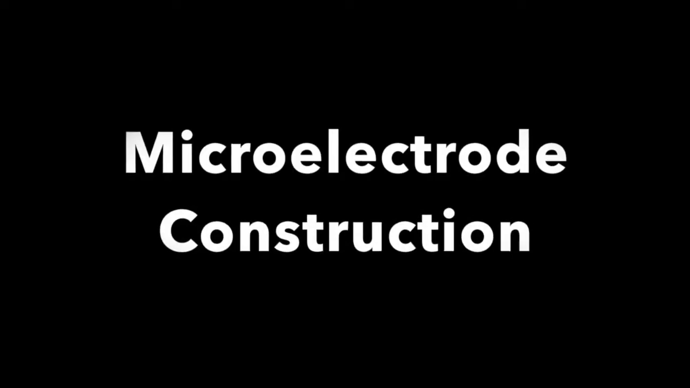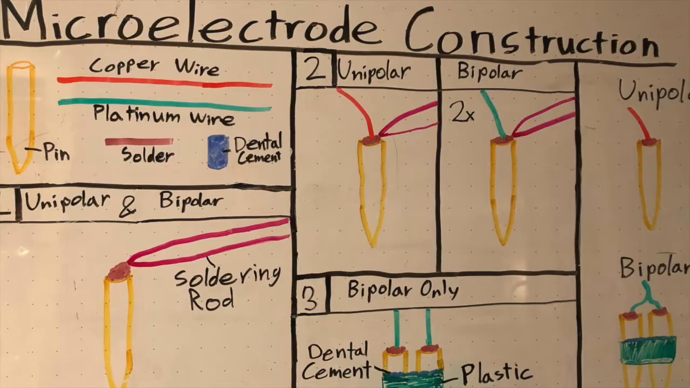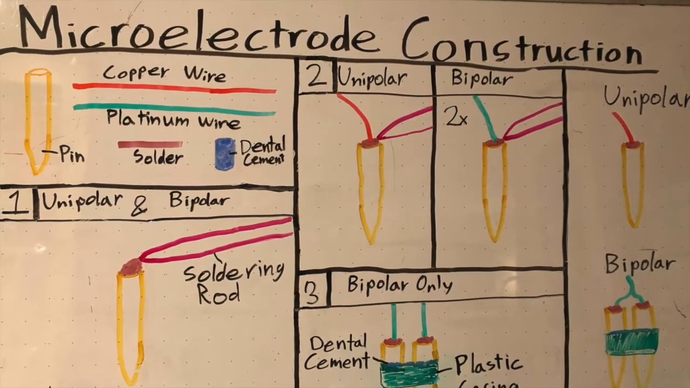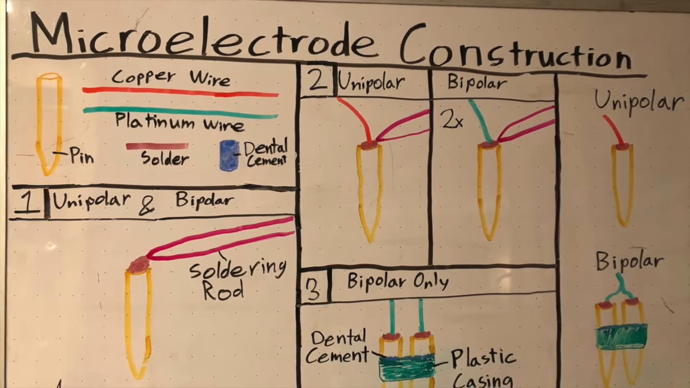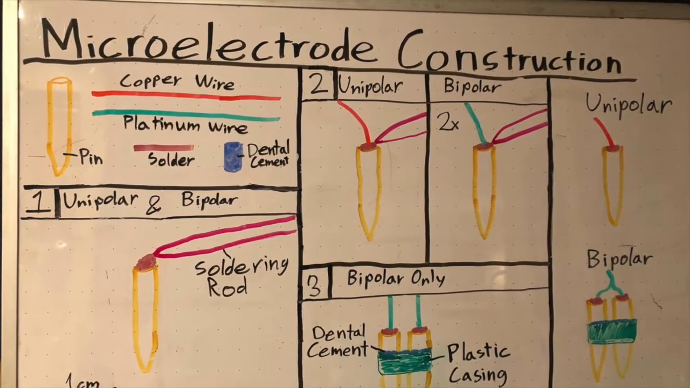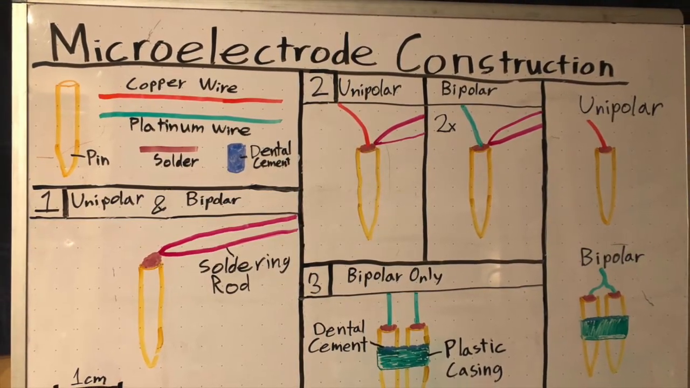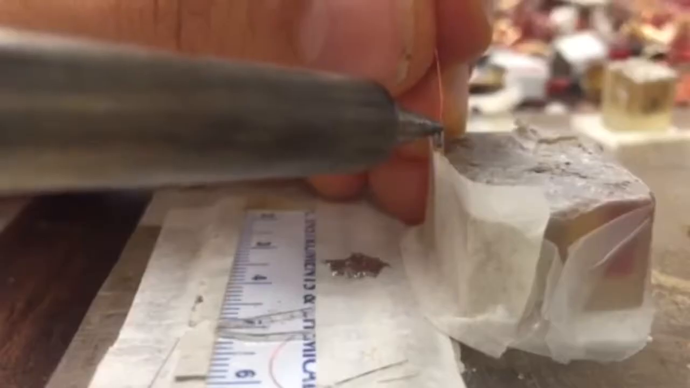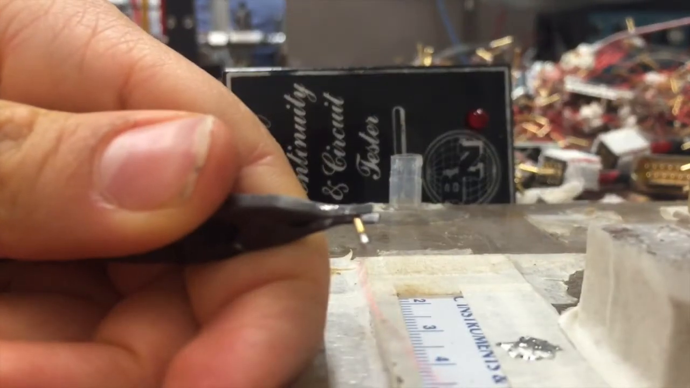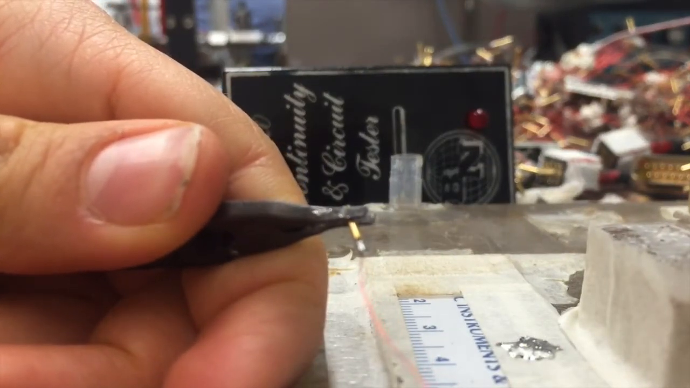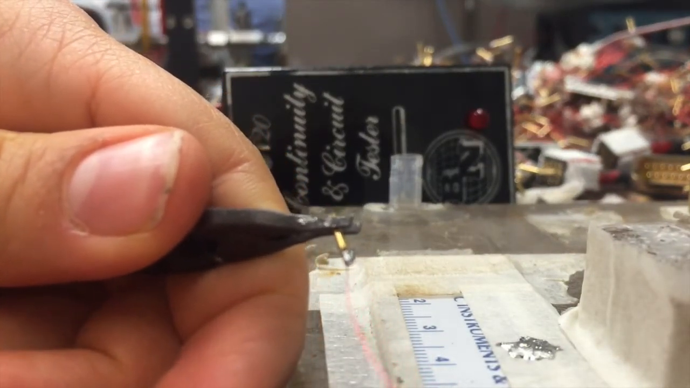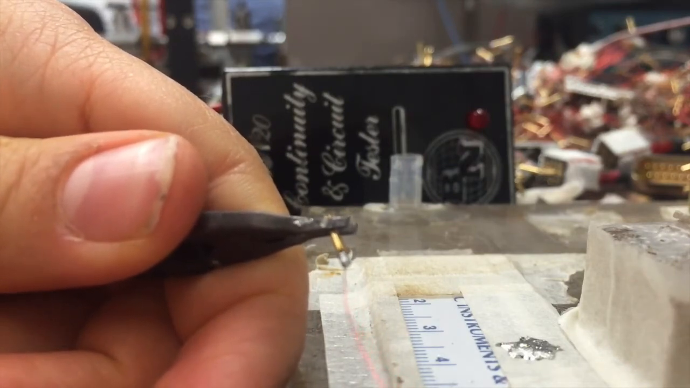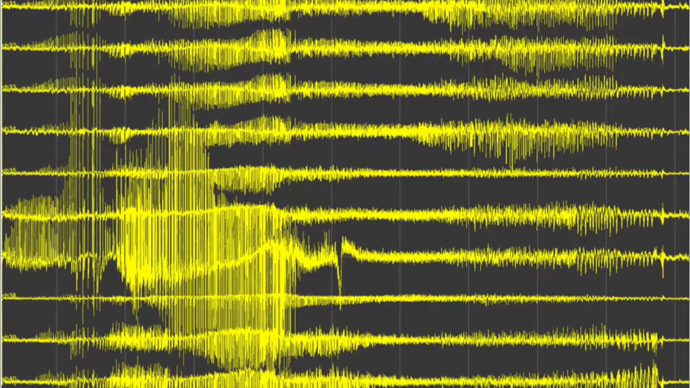In making unipolar electrodes, solder is used to put a copper wire into a metal pin. With bipolar electrodes, platinum wires are soldered into two separate pins, which are later held together in a plastic casing with dental cement. The next step is to test the electrodes with a circuit tester by placing the wires at opposite ends of the electrode. After determining that the electrodes function properly, the next step is to implant them and begin recording.